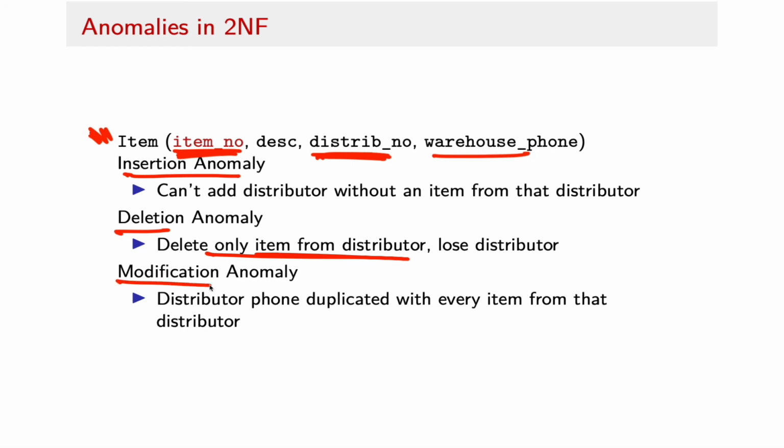relation. And finally, I have a modification anomaly. If I want to go in and change the phone number for this distributor because they've gotten a new phone system, or maybe they've moved and now they have a new phone, whatever, that phone number is duplicated in every record, every item tuple. It's duplicated every place I see this item that's distributed by that distributor. So in order to change the phone number, I've got to go find all of the instances of this item number, or any item number really, from that distributor, and I've got to modify the phone number at the warehouse.